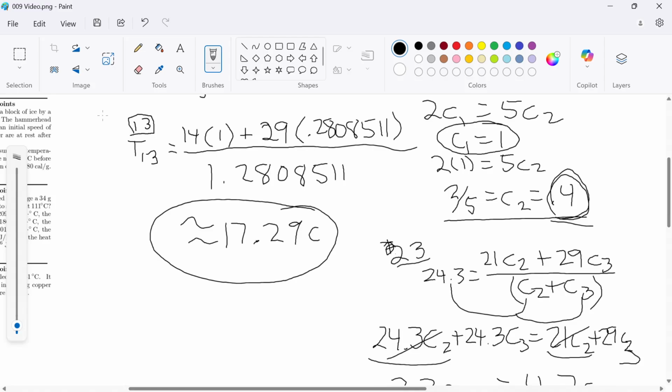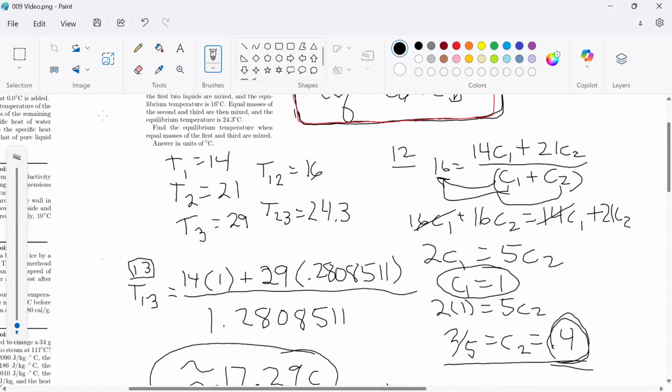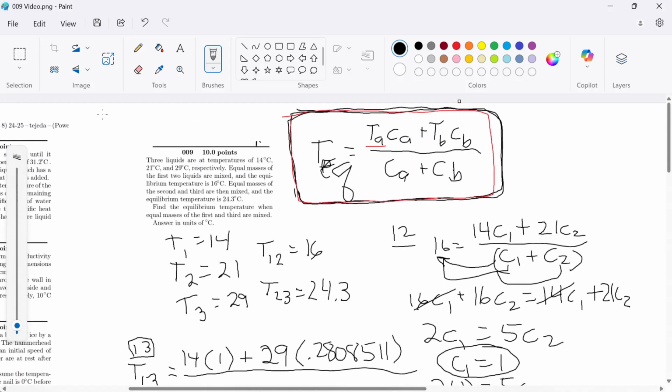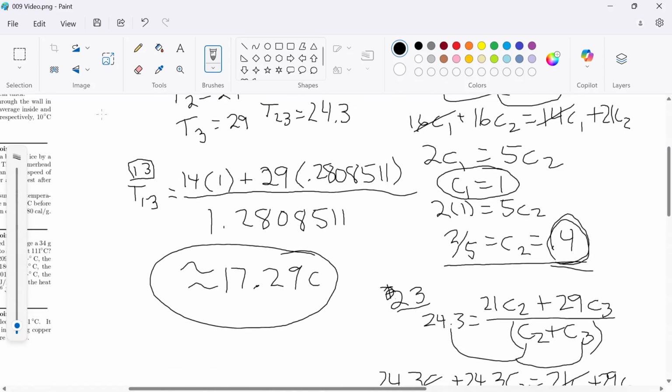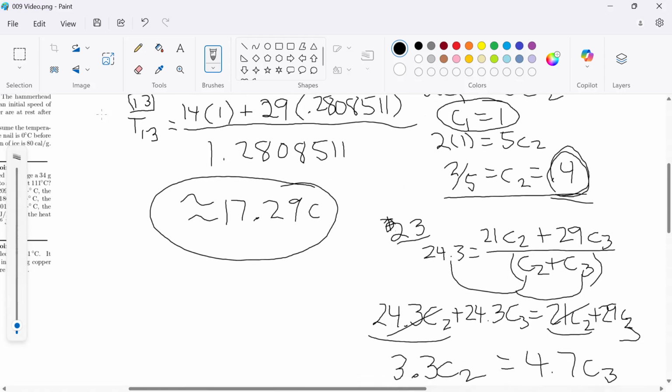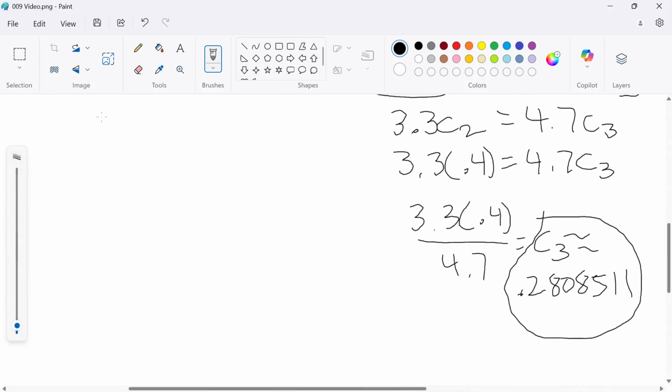If you need to watch this again, I'm not going to repeat it. Be kind, rewind, watch it again. You can watch it in slow motion. Or if you've got it, but you just want to make sure, play it in fast motion, and then the whole problem will solve real fast, 17.29 Celsius. You can watch this again and make sure you understand it.